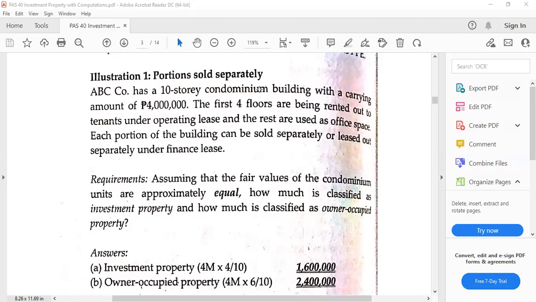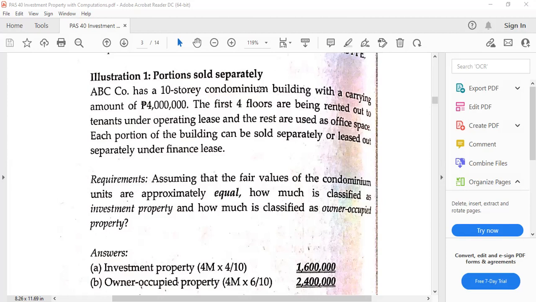Another situation is when, for example, a portion of a certain building is going to be used for operations of the business and another is for rental purposes. So what will be the treatment? As discussed, we just have to look into whichever portion is significant. If the significant portion is for the operations, that's PPE. If the significant portion is for actually rental purposes, then investment property, if and only if the portions cannot be sold separately.